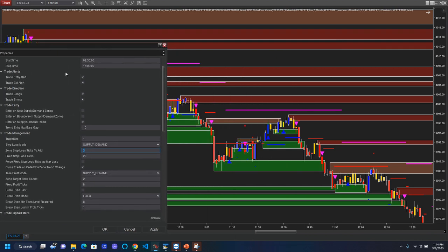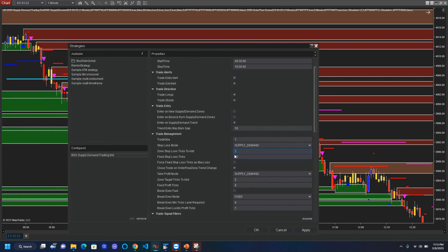What does that mean? In this trade, I'm going to place a stop 3 ticks below here. On the same trade, I'm going to place the target 2 ticks below the nearest resistance, nearest supply zone. That is what these two settings mean.